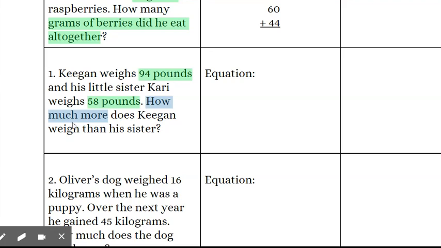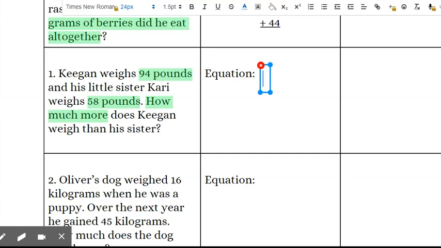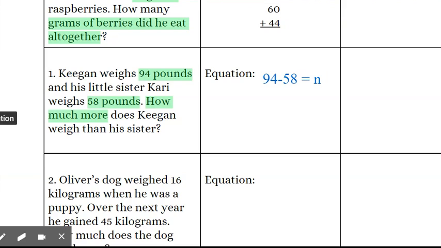How much more? Do you remember that phrase? How many more? How much more? That is a compare phrase, which means that we are going to subtract. So the equation that we will do is 94 minus 58, and that's going to give us our answer. So I'm going to go ahead and do my work here. 94 minus 58. All right, start with my ones.